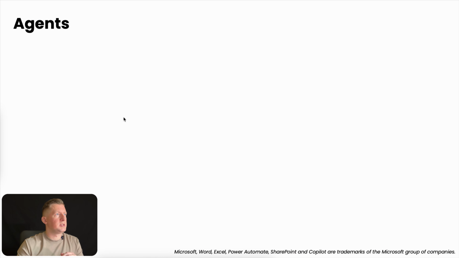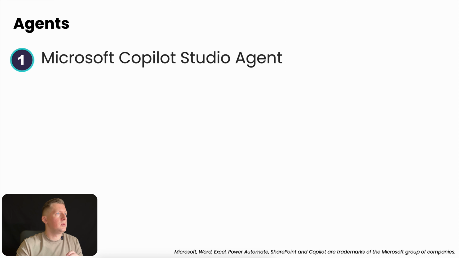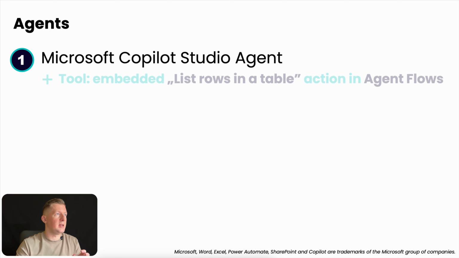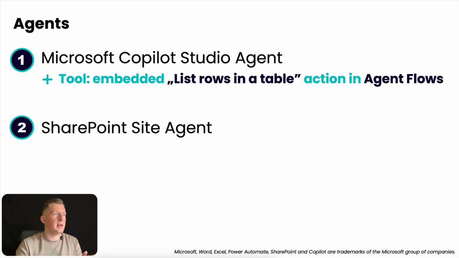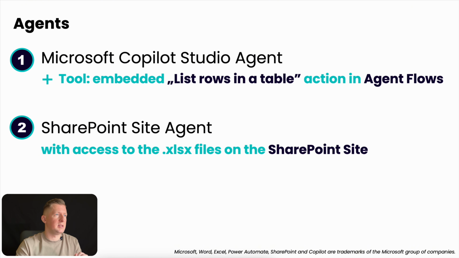Let's dive into it. So in today's video, I will have two agents that I'm testing. One is a Microsoft Copilot Studio agent. A tool is attached to that. This tool is basically an agent flow, within which I'm using the list rows in a table action. And the other agent is a SharePoint site agent. As in the previous test and experiment, it has access to these online Excel files stored in the SharePoint site.